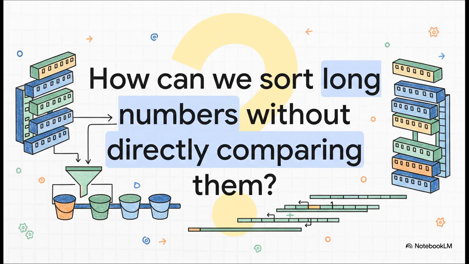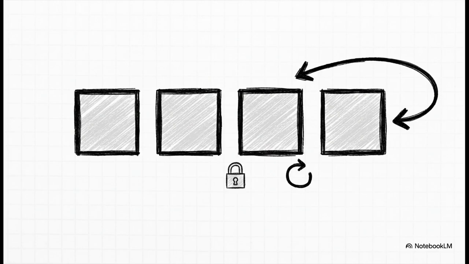How would you sort a massive list of really long numbers, like phone numbers or social security numbers? Is there some trick, some way to do it without ever actually comparing one whole number to another? Sounds impossible, right? Well, believe it or not, the answer is yes, and the algorithm that does it is called radix sort.